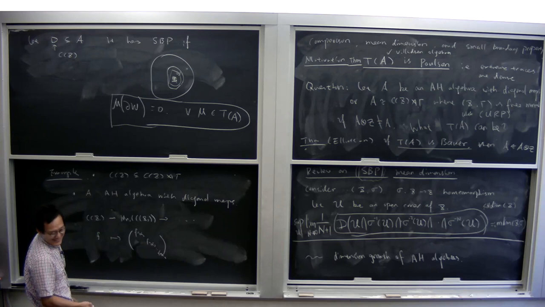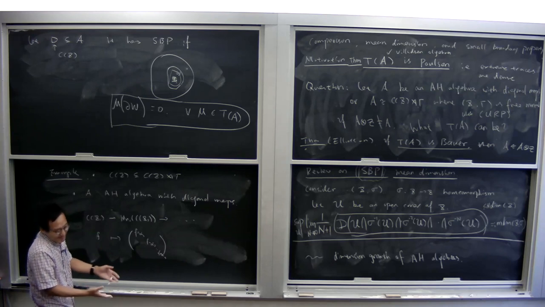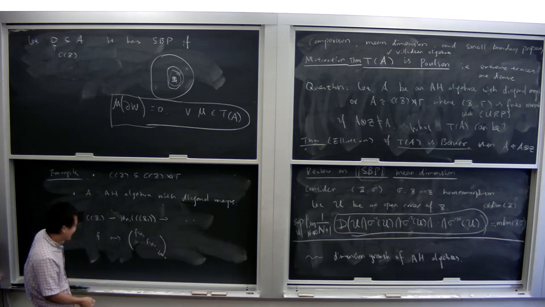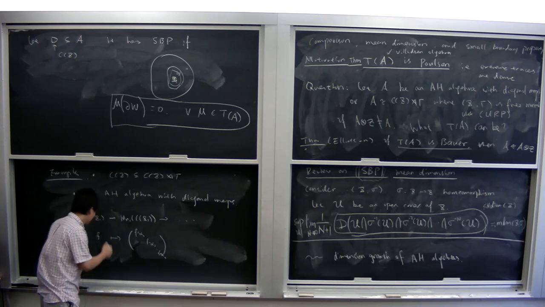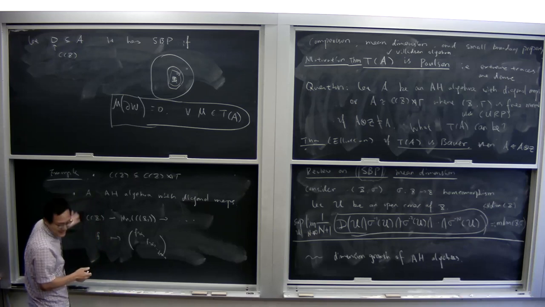In fact, you can even forget about the ambient algebra. It's just C(X) with some closed subset of the traces. Yes, that's also really our motivation. This also works for groupoids, Cartan subalgebras, and so on.